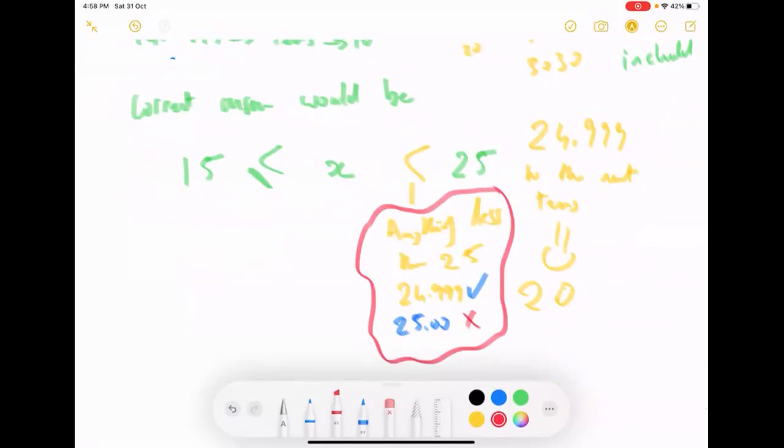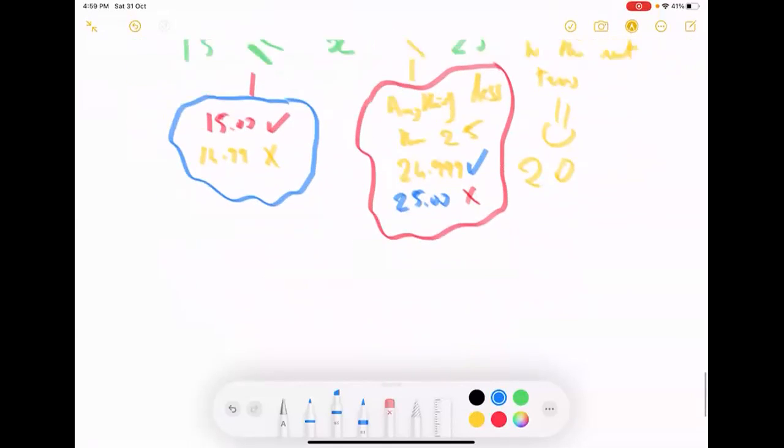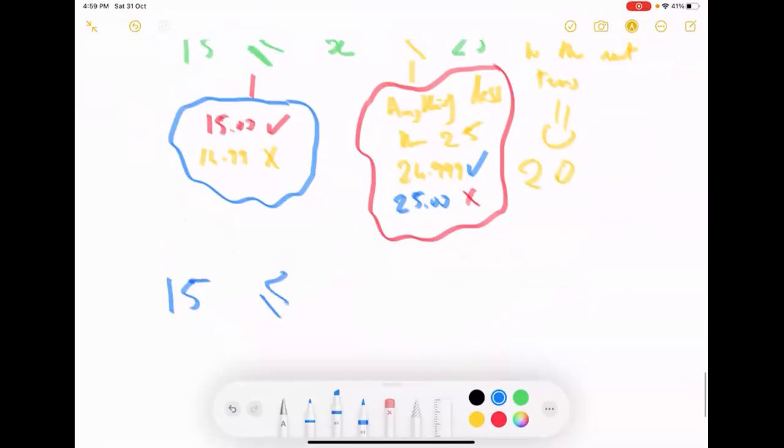And 15 is okay, but 14.99 is not okay. You got my point, Kunuz? Yes. So the correct answer is 15 ≤ x < 25. Very good.